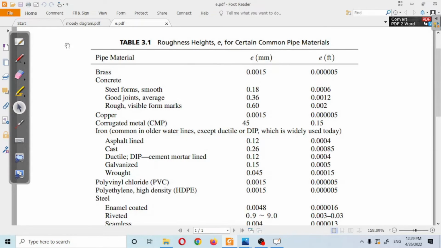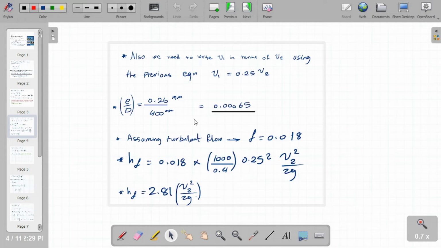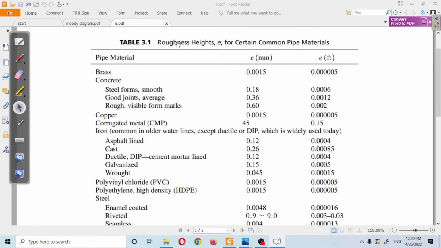Now this is in millimeters, so you have to pay attention. So 0.26 millimeters divided by 400 millimeters, which is 40 centimeters. So we get the E over D, and it comes out to be 0.0065. Assuming that we have turbulent flow, then the friction factor is 0.018. This is what we get from the Moody chart, also known as the Moody diagram.